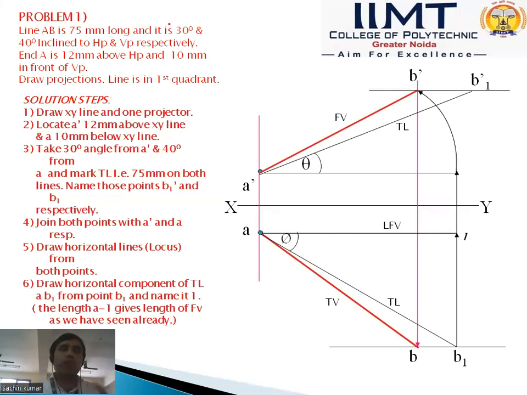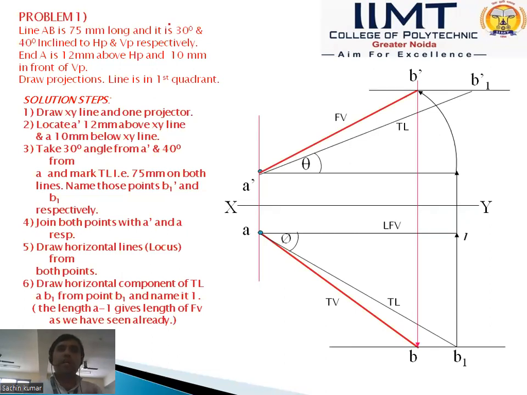In case of projection of point, if a point lies in the first quadrant, the front view goes above the XY line, and the top view goes below the XY line. In a second quadrant system, the front view goes above the XY line, and the top view also goes above the XY line. In a third angle quadrant system, the front view is below the XY line, and the top view goes above the XY line. In the fourth angle quadrant system, the front view and top view are below the XY line. These we have discussed in the previous slide and previous chapter.